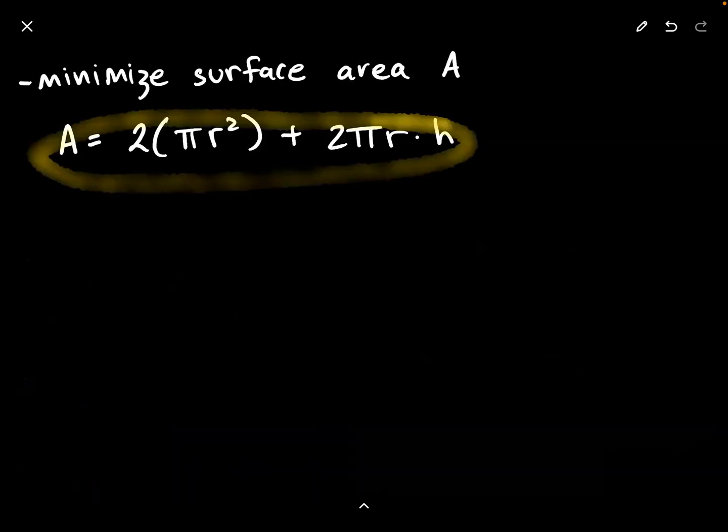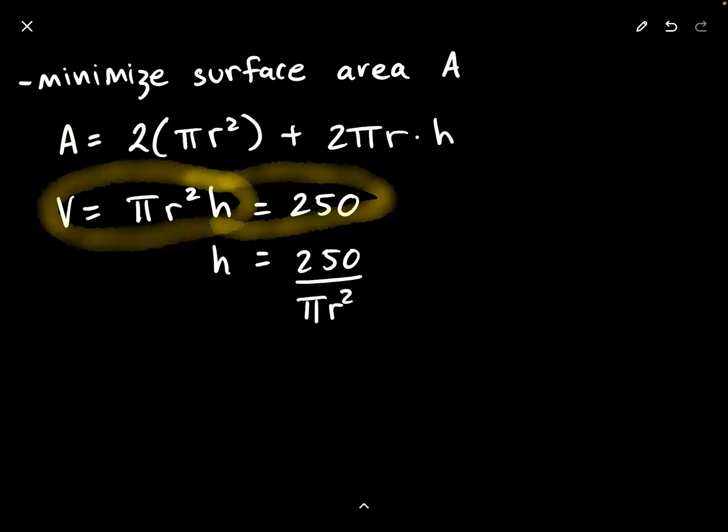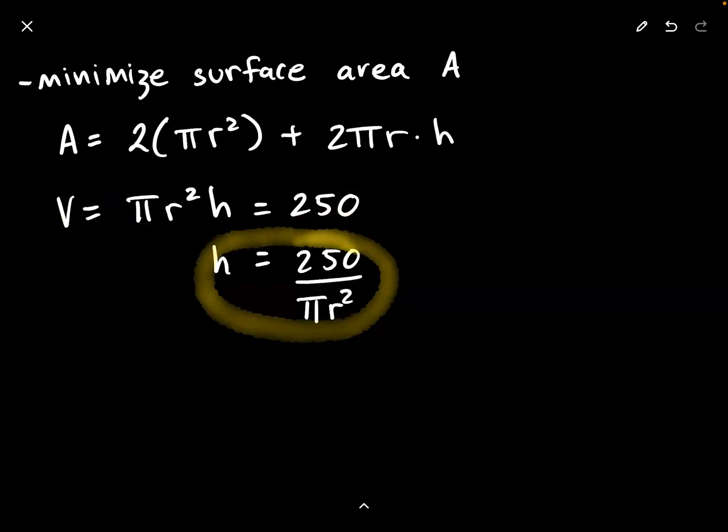So we will use the constraint from the problem. The volume of the can will be pi r squared times h, and that from the problem is 250 milliliters or centimeters cubed. Then we can rewrite h in terms of r. H will be 250 divided by pi r squared.